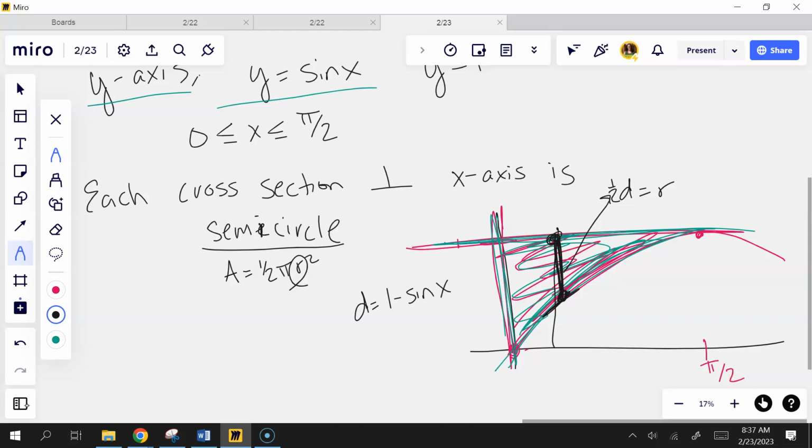All right, so what's the radius then? Half of that, right? So 1 minus sine x divided by 2, or half times 1 minus sine x, any of those work. So what's the area of one semicircle whose diameter sits there in that shaded region? 1/2 pi times, that's right, 1 minus sine x over 2, squared. Y'all okay?